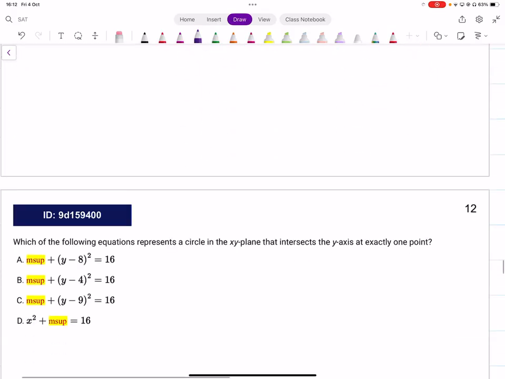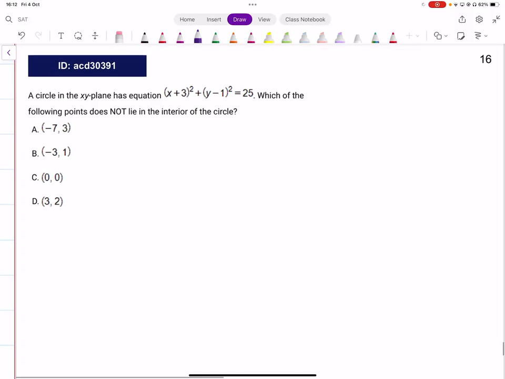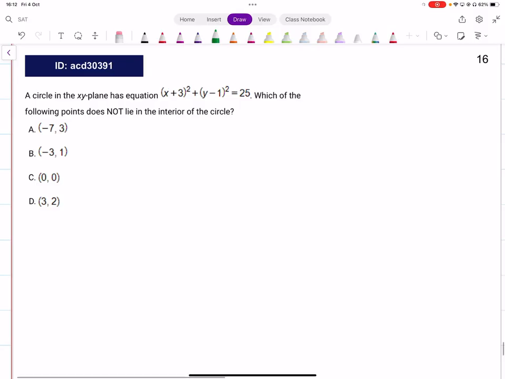Now the last one from this PDF is 16. A circle in the xy plane has this equation. Which of the following points does not lie in the interior of the circle? Now you have a circle. It has its center at, what's the center? Minus 3, 1. And the radius is 5, right? That's the standard form, x minus a whole squared plus y minus b whole squared equals r squared. So the radius is 5.